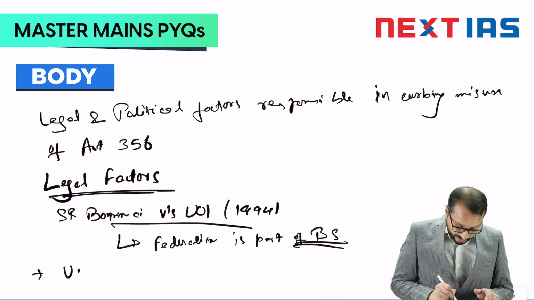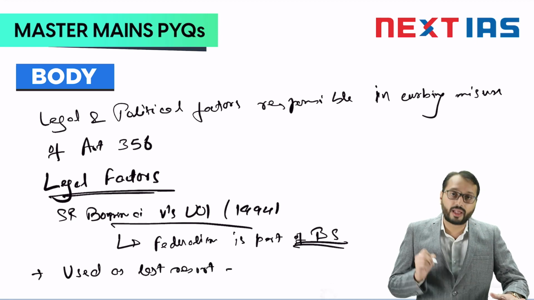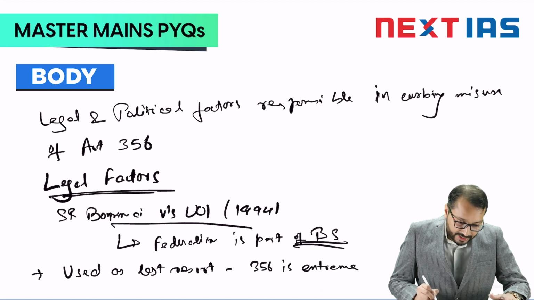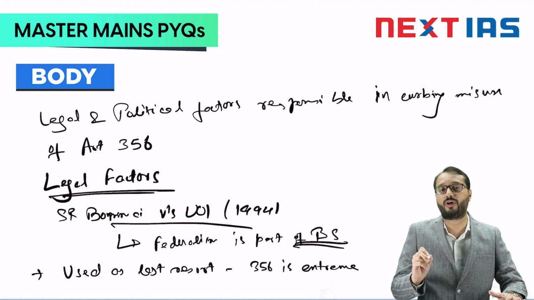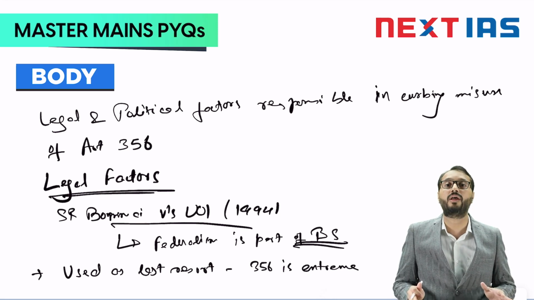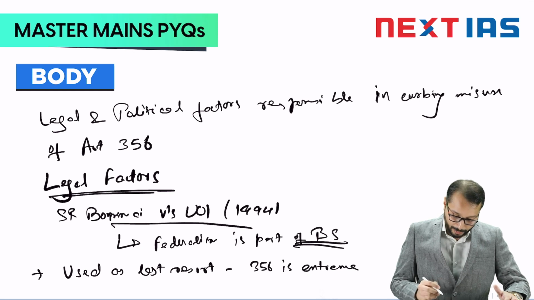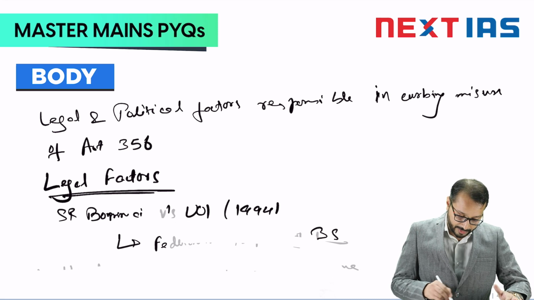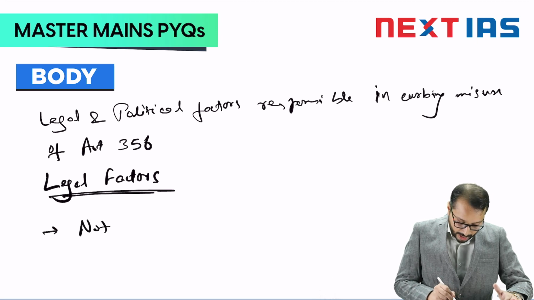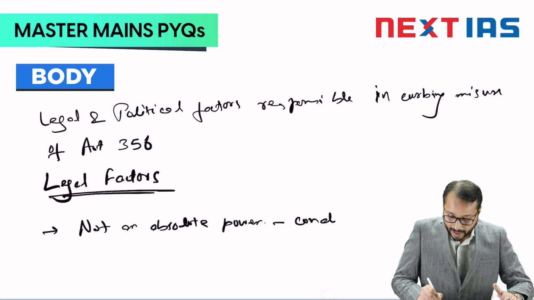Some of them: 356 is to be used as a last resort, right? The SR Bommai judgment noted that Article 356 is an extreme power and it should be used as a last resort only in cases where there is a constitutional impasse or the constitutional machinery in the state has broken down, right? So then only the center can use it. The judgment also noted that the power of the president under 356 is not an absolute power. Rather, it is a conditional power.